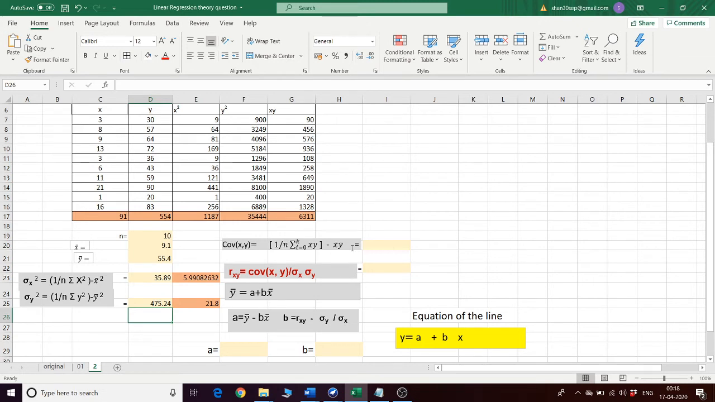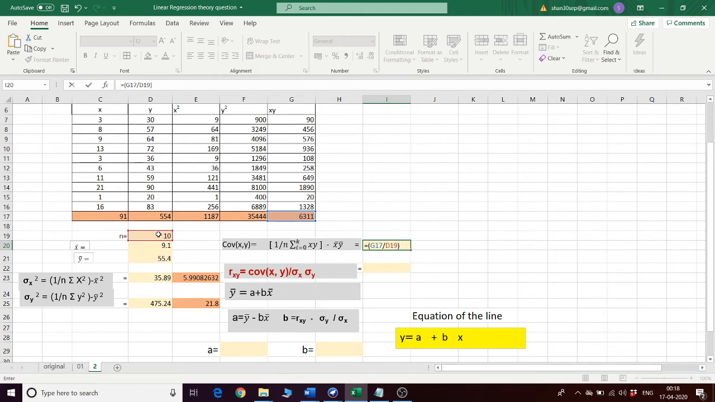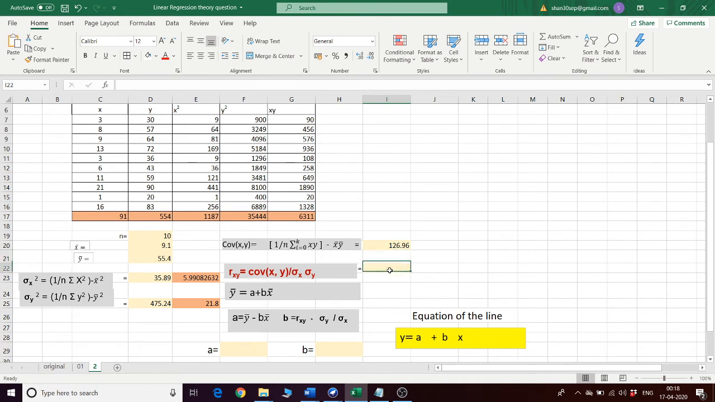Now let's find out the covariance. For that, we've got to take the total, this value, divided by the count, minus the mean of x multiplied by the mean of y. You get the covariance. To get the regression coefficient, you've got to find out, this is the numerator divided by the standard deviations.